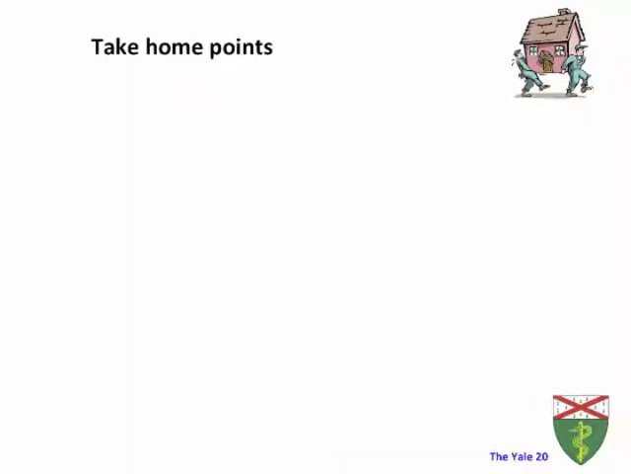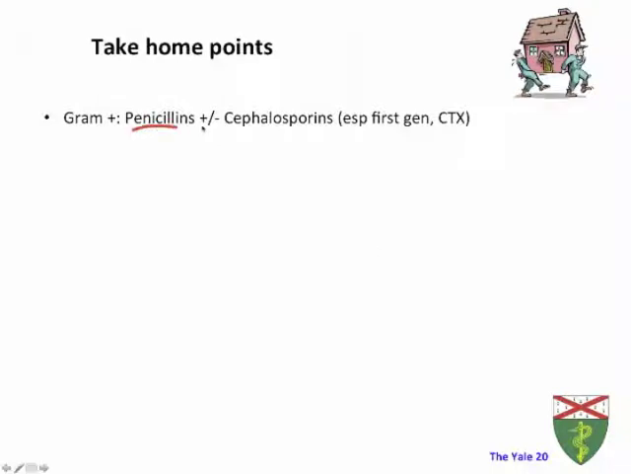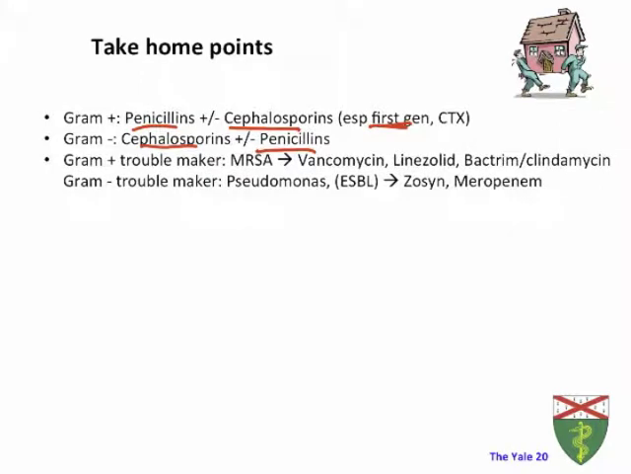All right, let's go to take-home points. For bacteria, remember the antibiotic triangle of truth. Gram-positives, the first angle of your triangle: use penicillins, use cephalosporins. Cephalosporins in particular, first generation, cover against gram-positives. Gram-negatives, cephalosporins plus or minus penicillins like Augmentin or Unasyn. Each one has troublemakers. Gram-positive troublemaker is MRSA. Classic antibiotics to use: vancomycin, linezolid, and don't forget about your oral alternatives, Bactrim and clinda.